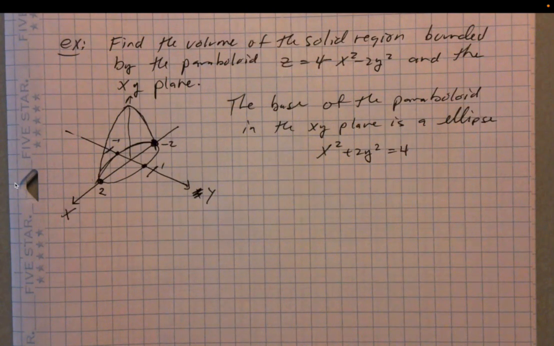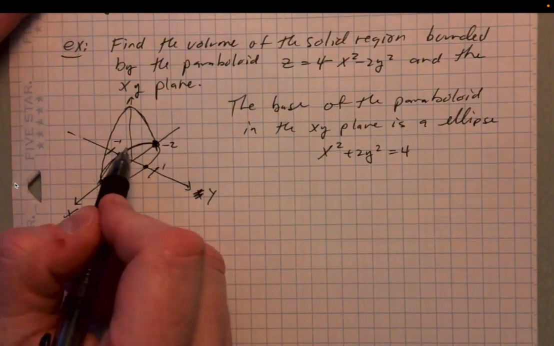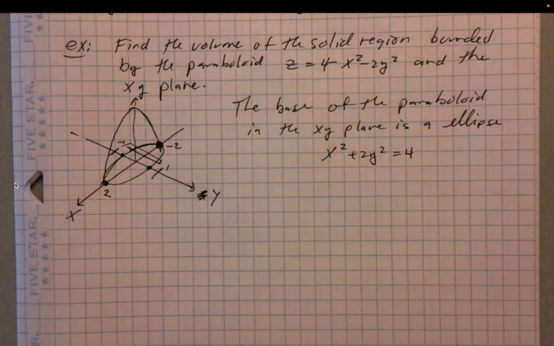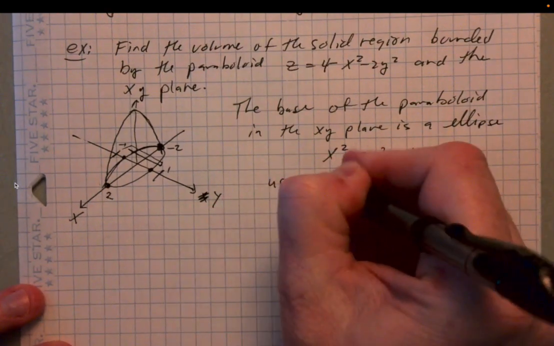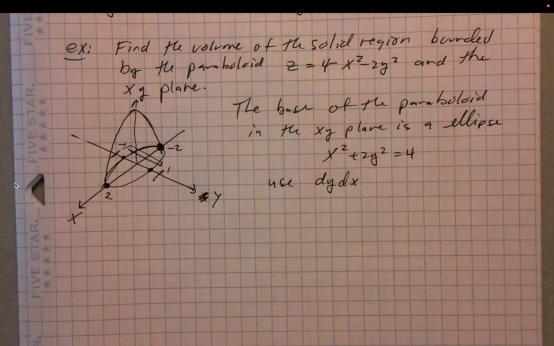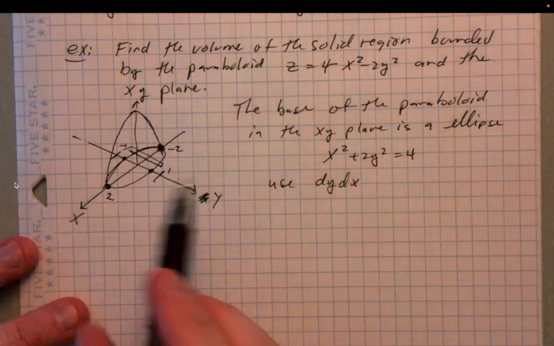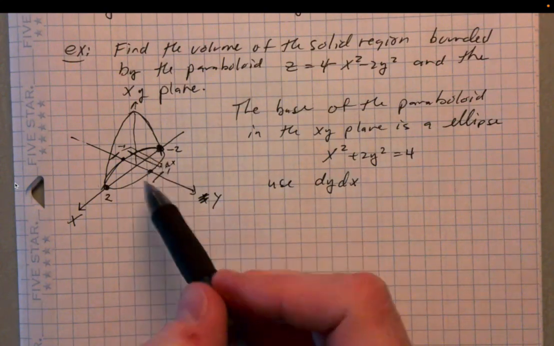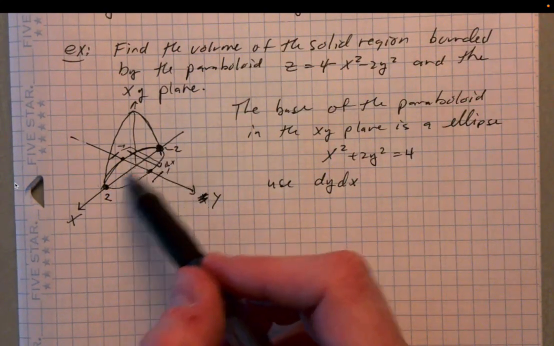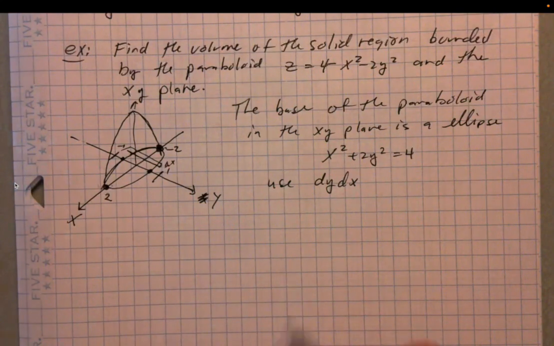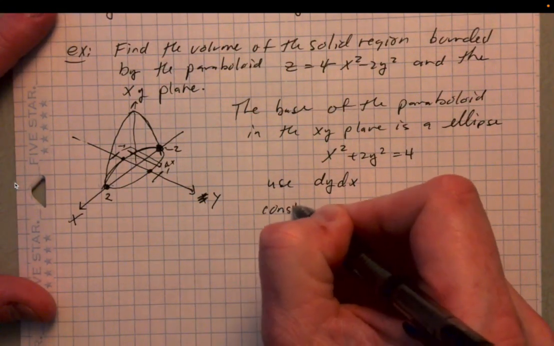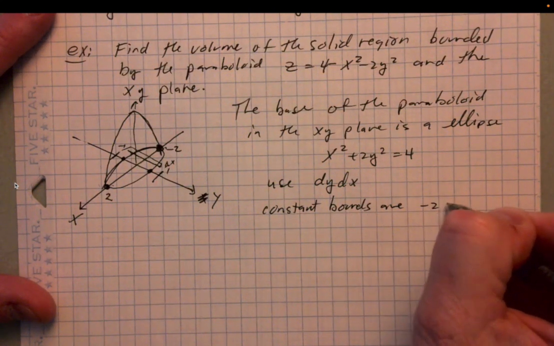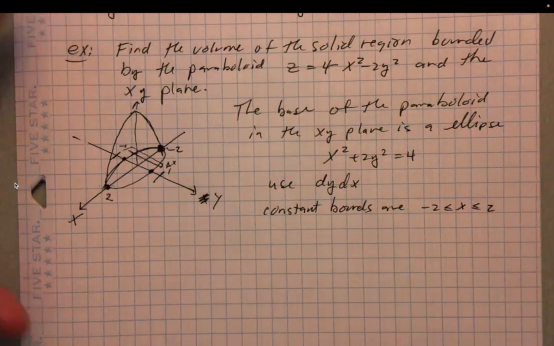And so the way we're going to set this up is we're going to use a dy dx orientation. So we're going to do it this way. This is going to be like a delta x here. And that'll make our outer region go from -2 to +2. So the constant bounds are -2 less than or equal to x less than or equal to 2.